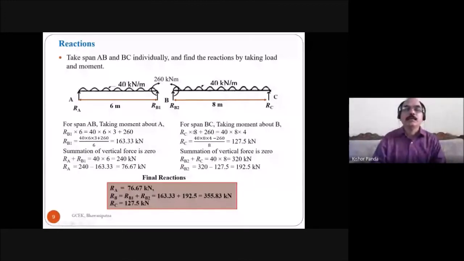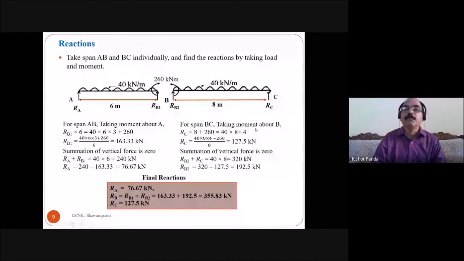Then consider span BC. For span BC, take moment about B. RC into 8 is rotating in the anti-clockwise direction about point B. This is the anti-clockwise moment, plus 260, equal to the clockwise moment. Clockwise moment due to this load is 40 into 8, and the centroidal distance is equal to 4, so 40 into 8 into 4. Then RC is equal to 127.5 kilonewton.